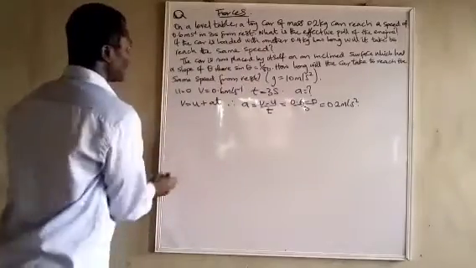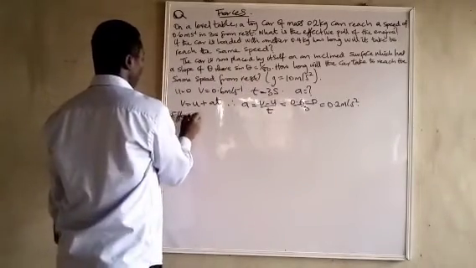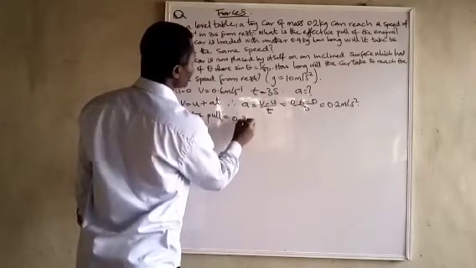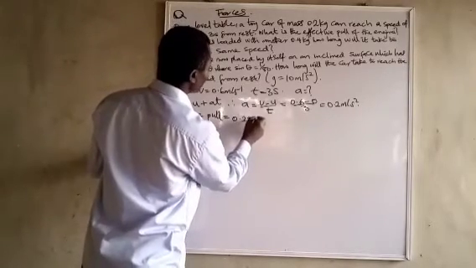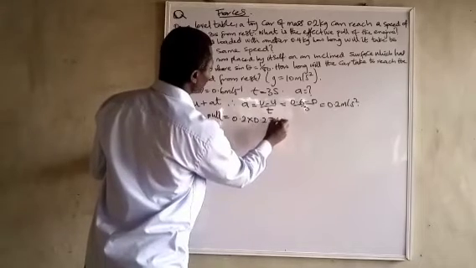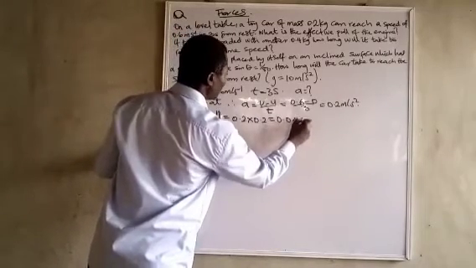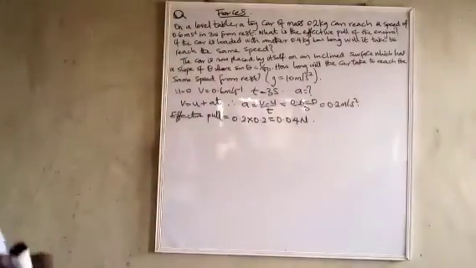So for the first part, effective pull is equal to 0.2 times 0.2, which is equal to 0.04 Newton. That is the effective pull.